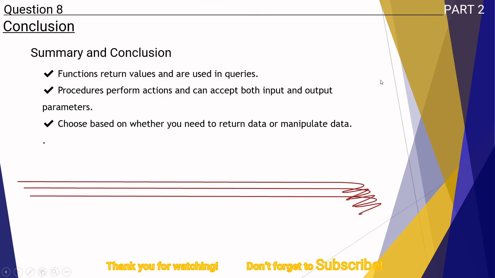In summary, a function is used when you need to return a value and perform calculations, while a procedure is used for performing actions like data manipulation. Your choice depends on whether you are focused on returning or manipulating data.